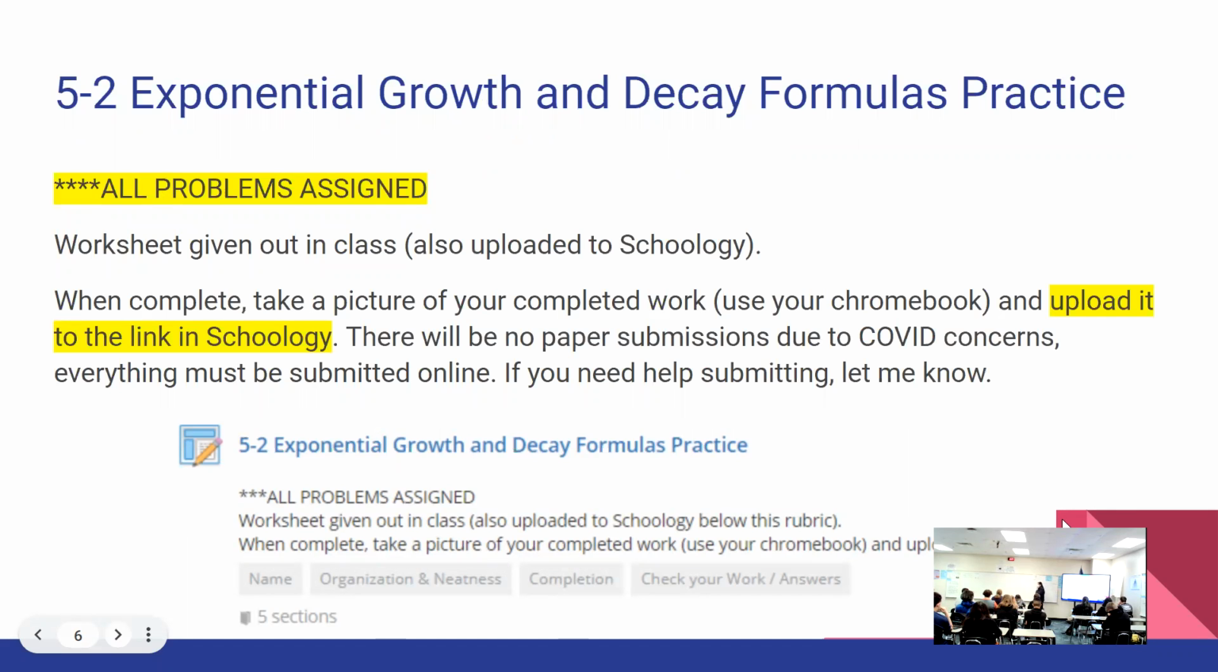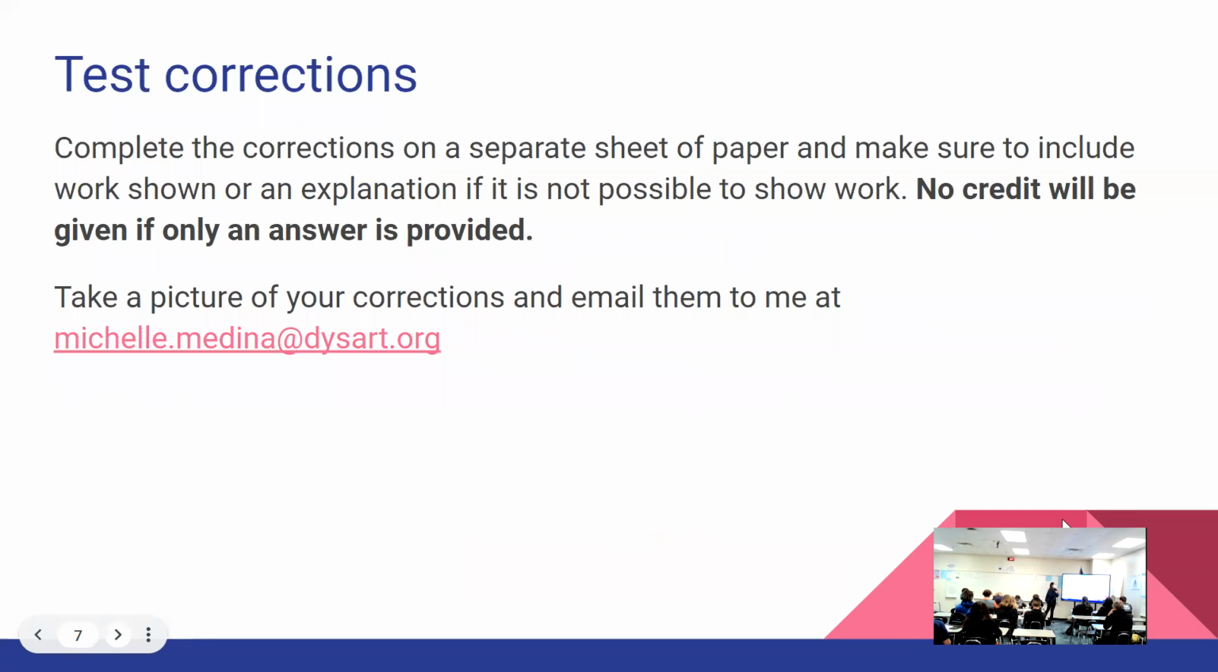The practice is only 8 problems, so it's not evens or odds, all right? It's the whole thing. So last hour, a lot of kids finished it, and they finished early. So all problems are assigned on that paper. I will check it tomorrow while you take your entrance ticket. And if you are not here tomorrow or you don't have it finished by the time you walk in when I check it, then you need to upload it yourself in Schoology.